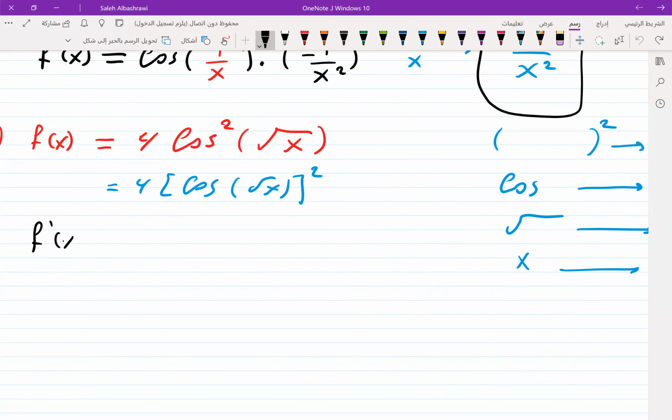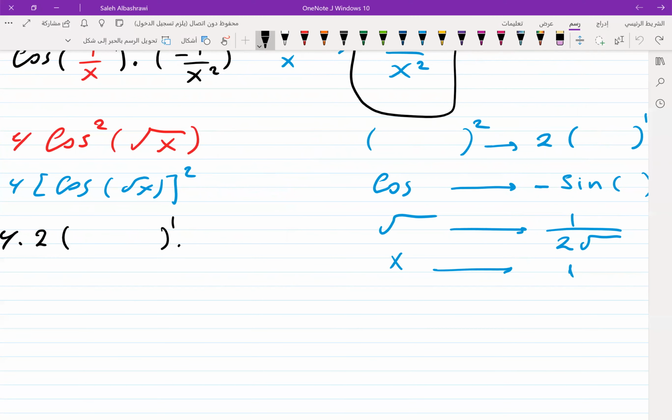F prime of x is equal to 4 multiplied by, the first derivative was 2 multiplied by 2 power 1, something inside. Then the derivative of what is inside, it was cosine. Derivative of cosine is minus sine of something also, multiplied by third derivative is 1 over 2 square root.